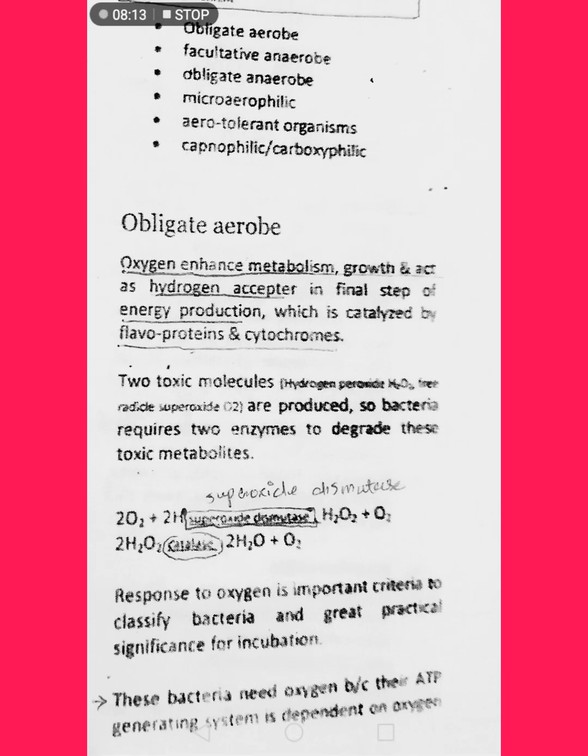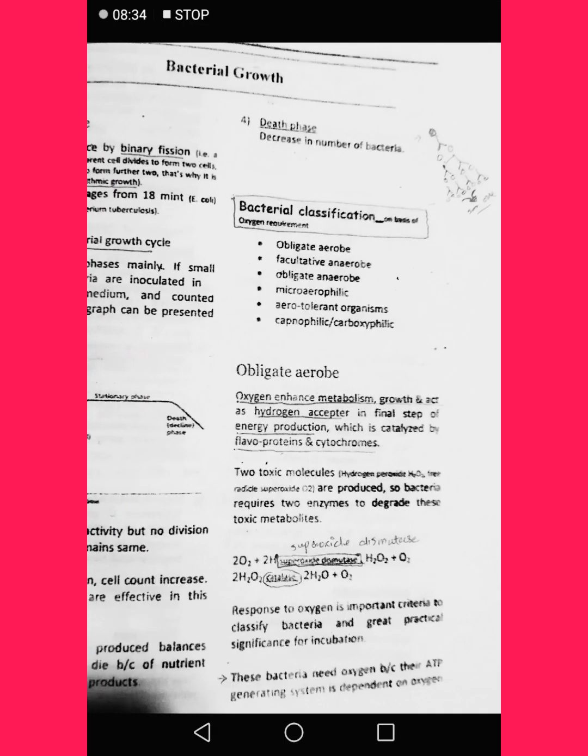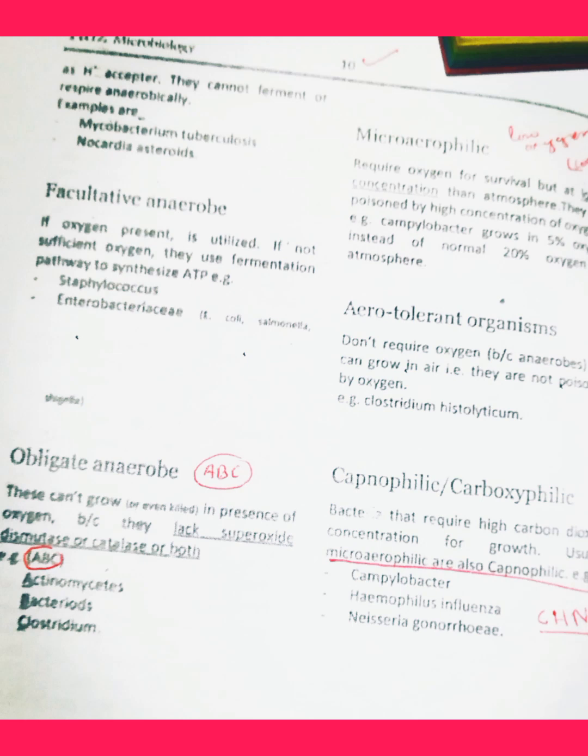The response to oxygen is an important criterion to classify bacteria and has great practical significance for inoculation. The bacteria need oxygen because their ATP generating system depends on oxygen. Some examples of obligate aerobes are Mycobacterium tuberculosis and Nocardia asteroides.